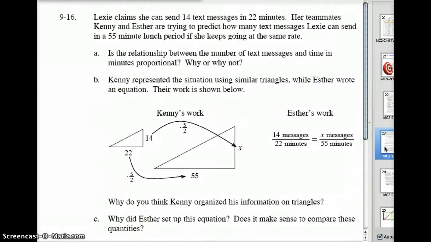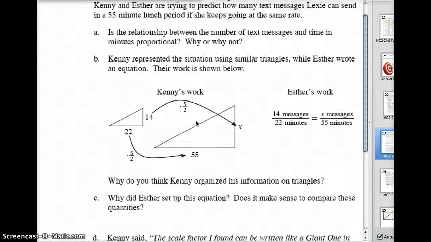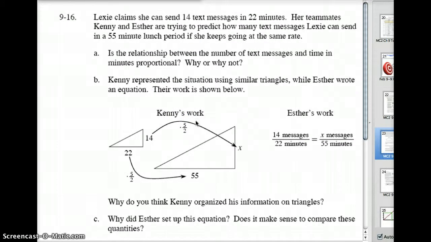Question number 16. Now we're going to be using an example, and we're going to be talking about scale factor, okay? All of these are different ways you've learned throughout the years. We're just putting them all together here. Lexi claims that she can text 14 messages in 22 minutes. Her teammates Kenny and Esther are trying to predict how many messages she could text in 55 minutes. So we set up a little triangle here for you. 22 minutes for 14 messages. 55 minutes would allow her to send how many messages?